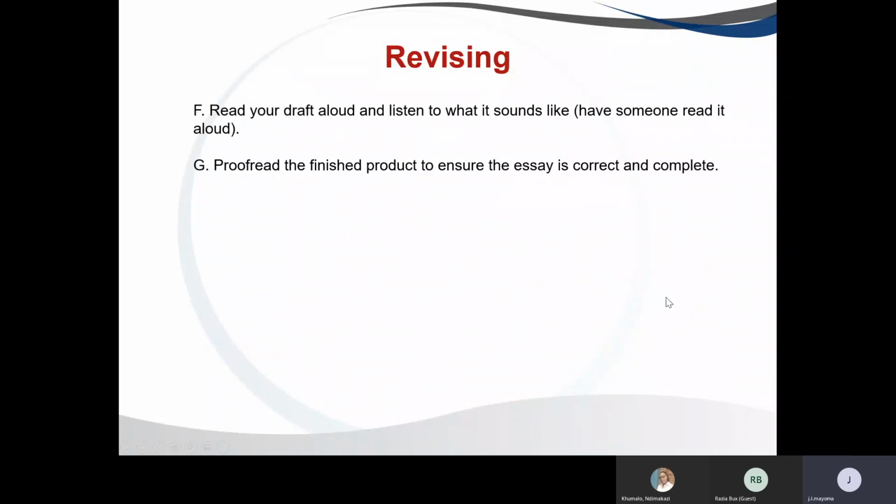And then you want to read your draft out loud and listen to what it sounds like. Sometimes when we're reading in our heads, we read very fast, firstly. And so we're not giving ourselves the time to really absorb every word and see how it all comes together. So reading it out loud actually helps you to hear if it sounds right, just in terms of language and grammar also. Does it sound right out loud?